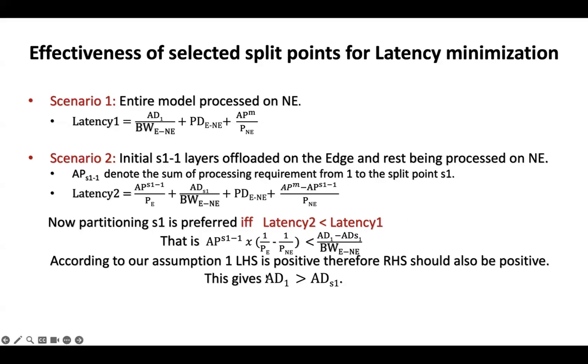So which gives us this inequality that the amount of data that has to be transmitted at a layer S1 has to be less than any previous data that we have already considered. Initially we have considered the first layer as our possible split point. So any next split point that we add should have a smaller amount of data that needs to be transmitted to the upper tier. Then only the point will be feasible.